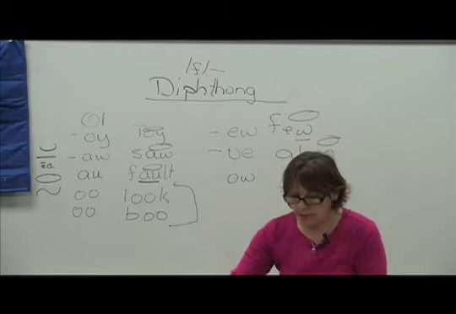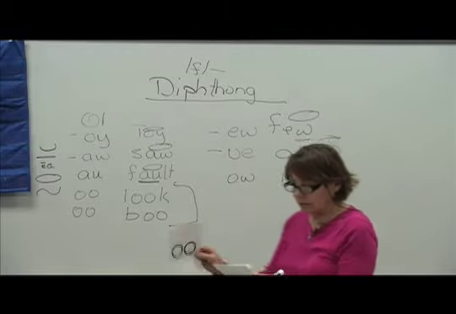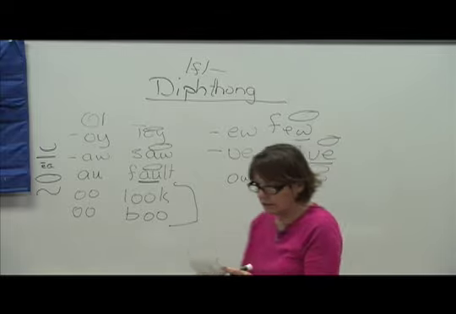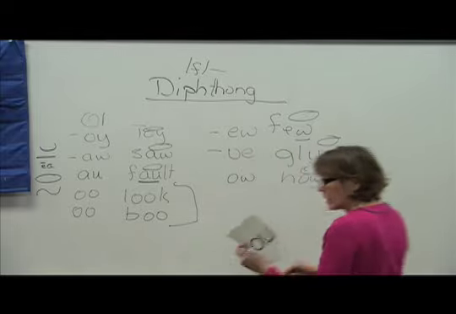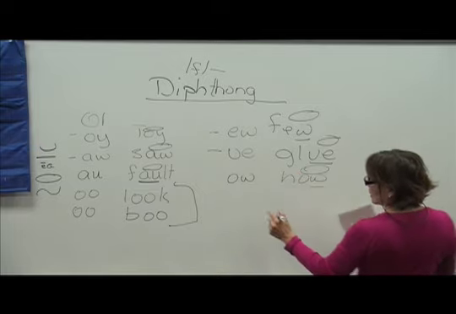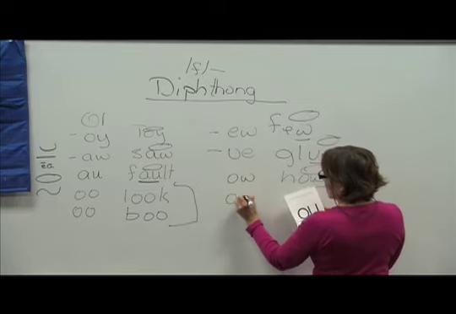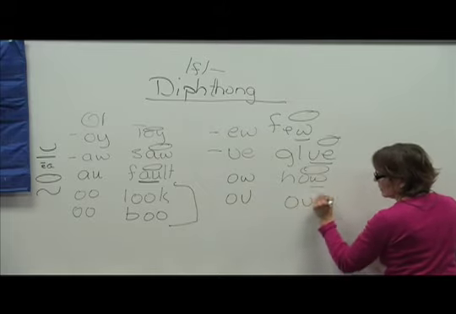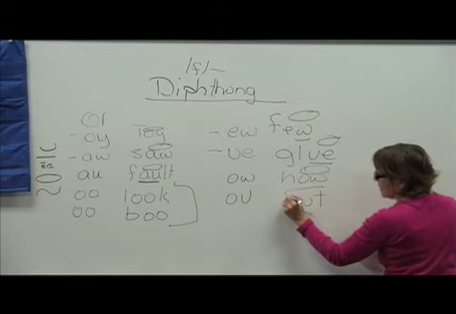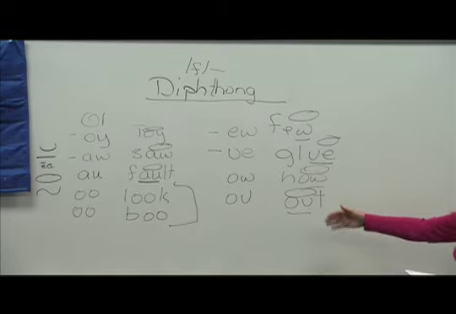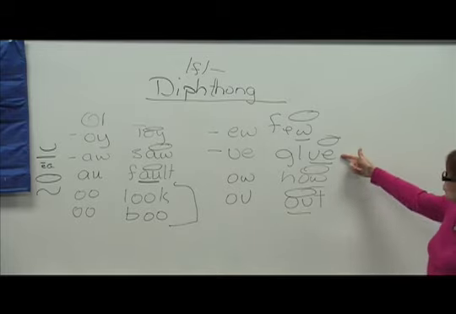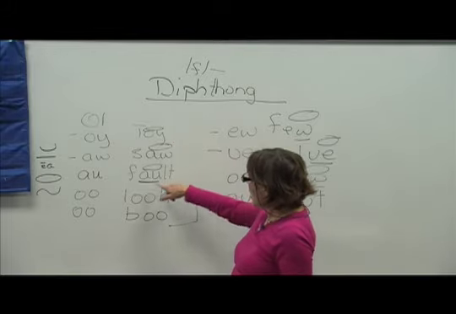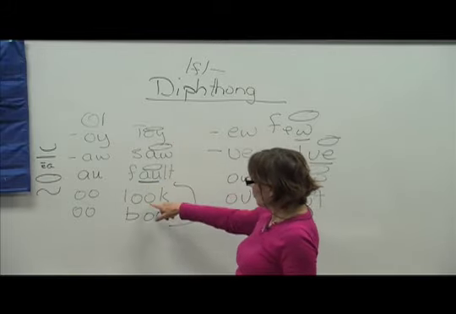And OU, did I do OU? Here's OU. Like in the word out. That's the vowel, here's the sound. So we've got ow, oo, oi, aw, all, and oo.